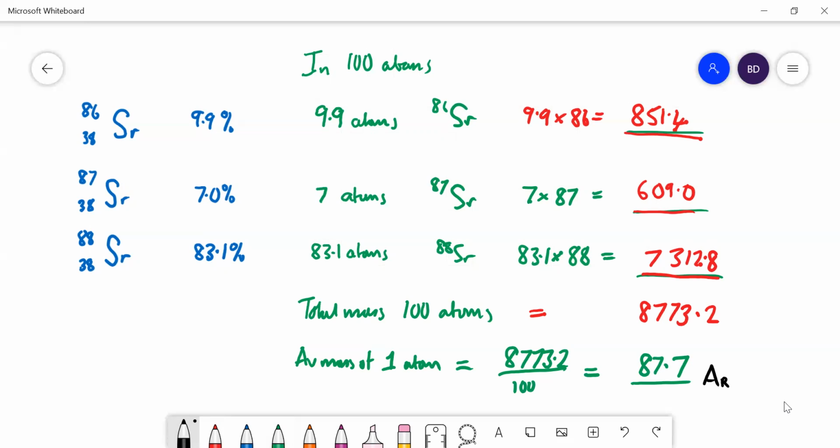You may not be that happy that you can't have 0.9 of an atom. Well, if you didn't want that, you could just say in 1,000 atoms, and then you'd have 99 of those atoms. Then at this last step, instead of dividing by 100, you divide by 1,000 and you get exactly the same answer. That always used to be an A-level kind of skill, and they've moved it down to GCSE in the last few years. So it's quite a straightforward thing to do when you know how to.